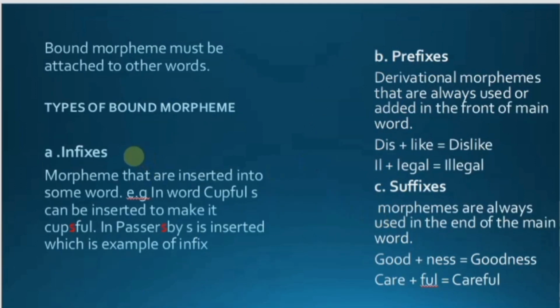Infix. Infix is a type of morpheme that is inserted into some words. In means between. It's inserted between, within one word. Like when we cut one word into two parts, and then we insert a third element into it. Like we have added the letter S into cupful to make its plural, means cupsful. This is infix.